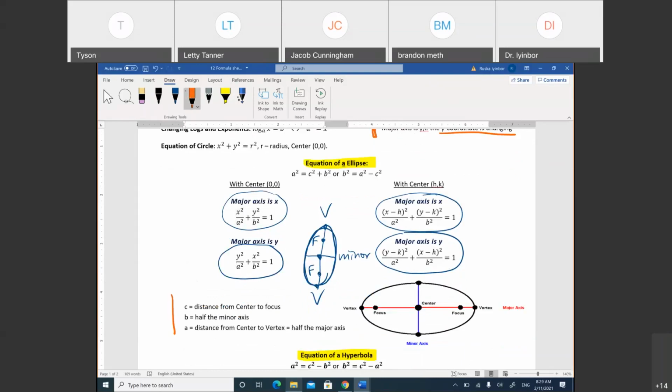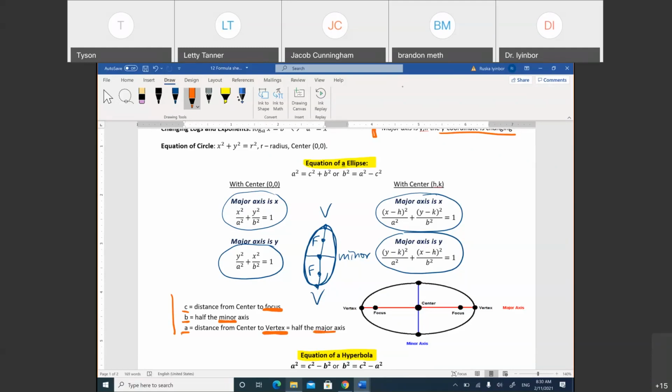Now c is also given sometimes. So sometimes they're not going to give you a and b straight away. I mean, if they give you a and b, you have the equation, you're ready, right? But sometimes they're going to give you the focus. So if they give you the coordinates of the focus, that's going to give you the letter C. If they give you minor axis, half of it is the letter B. If they give you major axis, half of it is A. Or if they give you vertex, you're going to find A also.